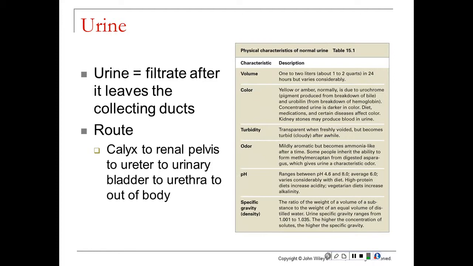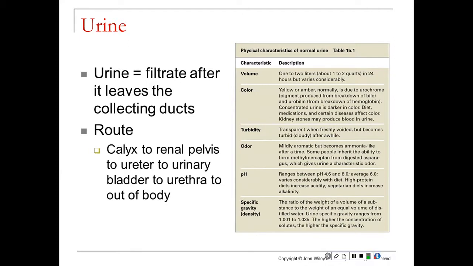This animation here goes through hormonal control of blood volume as well as blood pressure. So let's talk about urine. What is urine? Urine is the filtrate after it leaves the collecting ducts. Where is it going to go? It's going to go through the minor and major calyx, to the renal pelvis, to the ureter, to the urinary bladder, to the urethra, and eventually out of the body.